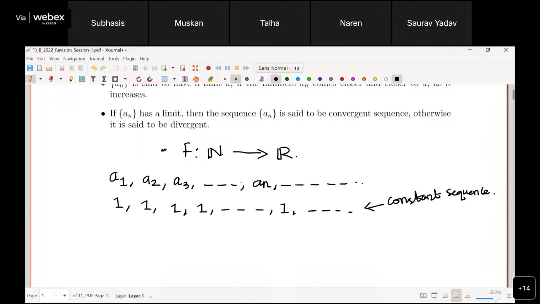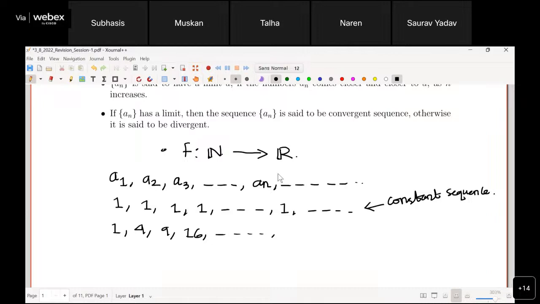And similarly, I can take some other sequence. Let's say 1, 4, 9, 16, and so on. So yeah, these are some types of sequence.